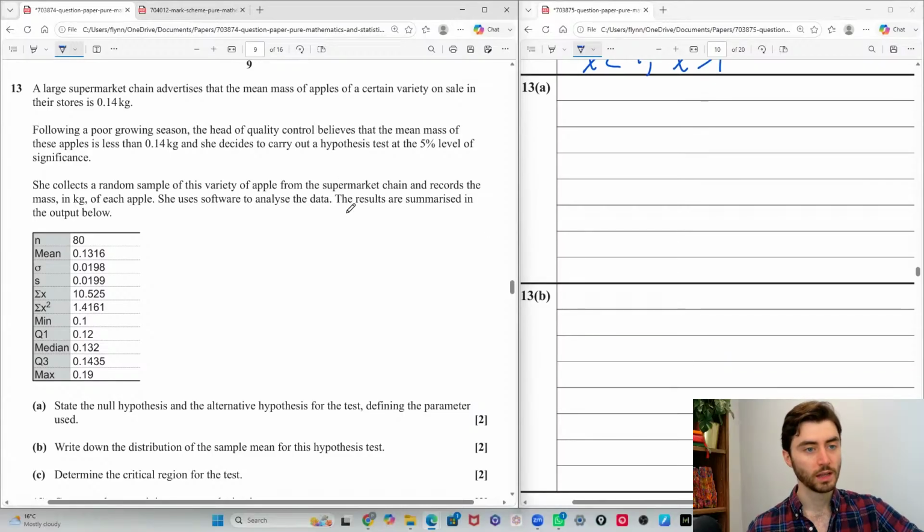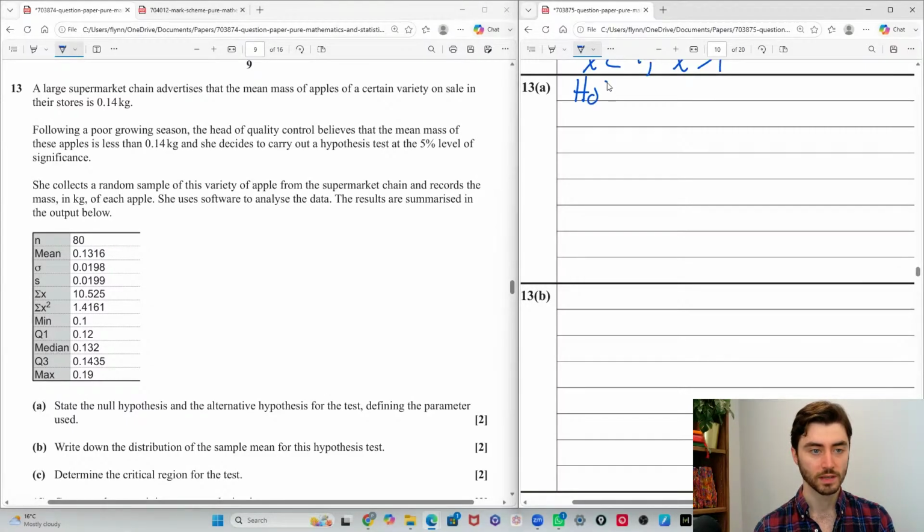Right, 13. So a large supermarket chain advertises that the mean mass of apples of a certain variety on sale is that. So we have a mean of the apples. Following a poor growing season, it's believed that the mean mass is less than that, so carries out a hypothesis test, collects a random sample, gets some evidence. State the null hypothesis. Well, the null hypothesis is going to be that the mean is equal to 0.14 kilograms. It's what we thought before. The alternative hypothesis, H1, the mean will be less than 0.14 kilograms.